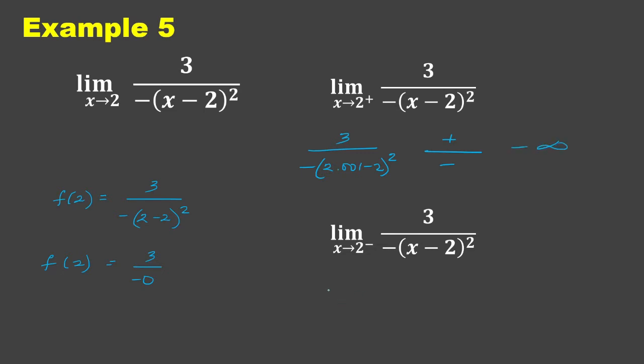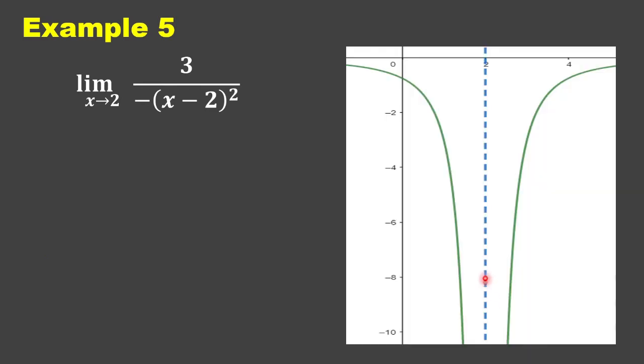For the limit from the left of 2, let us try 1.999 minus 2 squared. So the numerator would be positive over 1.999 minus 2, a negative number, squared would be positive, times negative 1 would be negative. So this would be negative infinity. Therefore, the answer here is negative infinity, since the right-hand limit is equal to the left-hand limit. Let us use its graph to check.